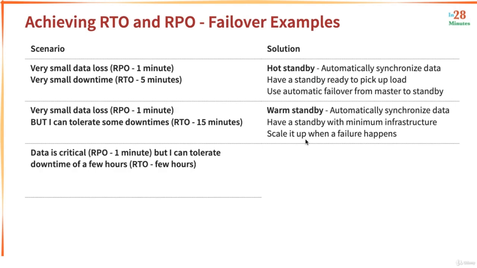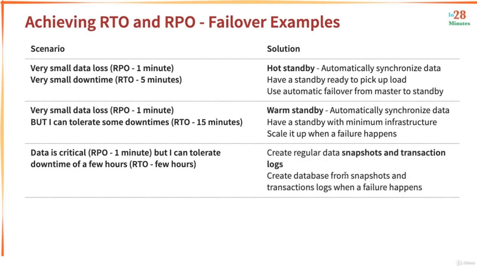The next option is when data is critical. So we have an RPO of 1 minute, but I can tolerate a downtime of a few hours, RTO of a few hours. So what we can do is to create regular data snapshots and transaction logs. When a failure happens, we can create the database from snapshots and the transaction logs.